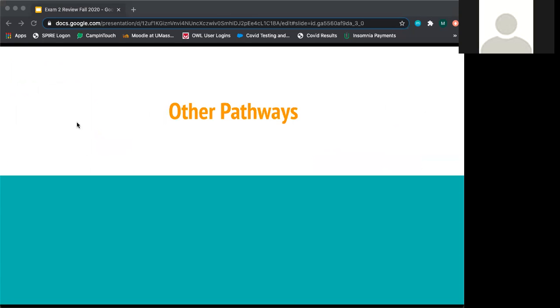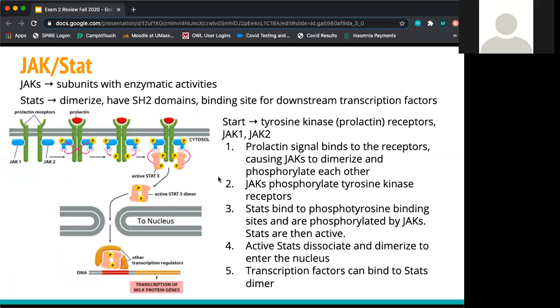Okay, so those we covered are the RTK pathways. Now we have two other ones that we need to get through. Our next one is kind of similar. It's called JAK-STAT. JAKs are subunits with enzymatic activities, and STATs are going to dimerize. They have SH2 domains, and they're binding sites for downstream transcription factors.